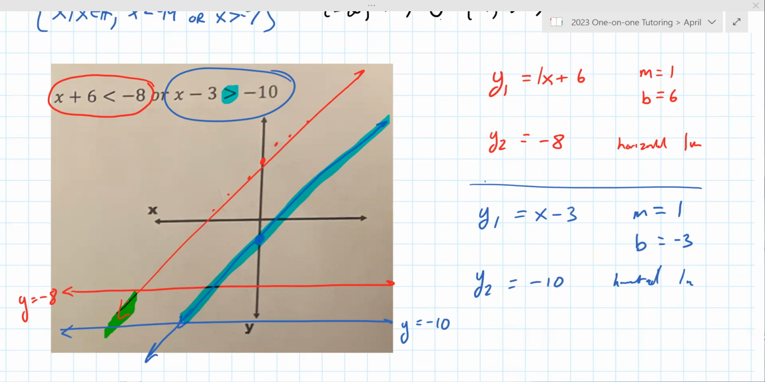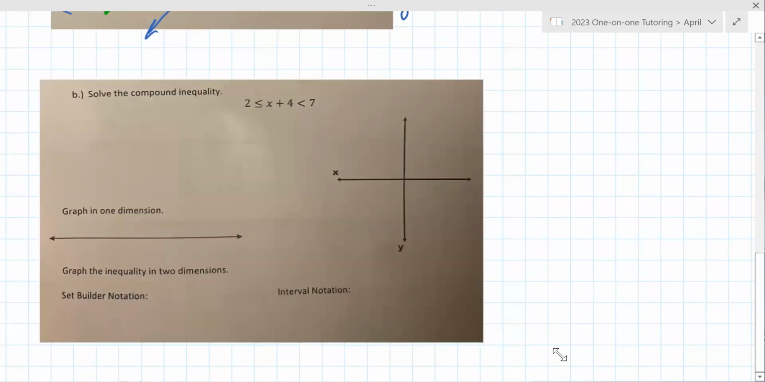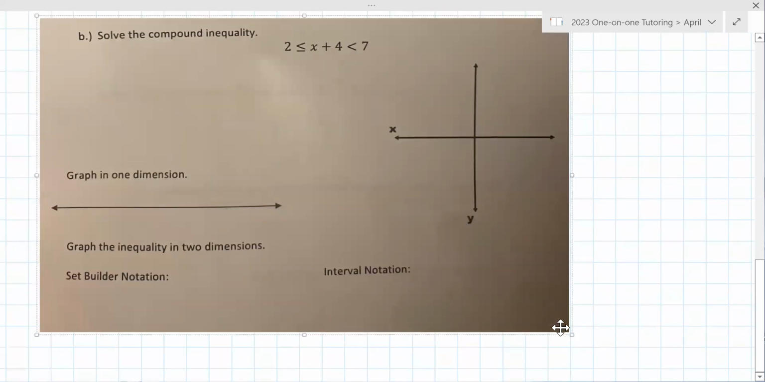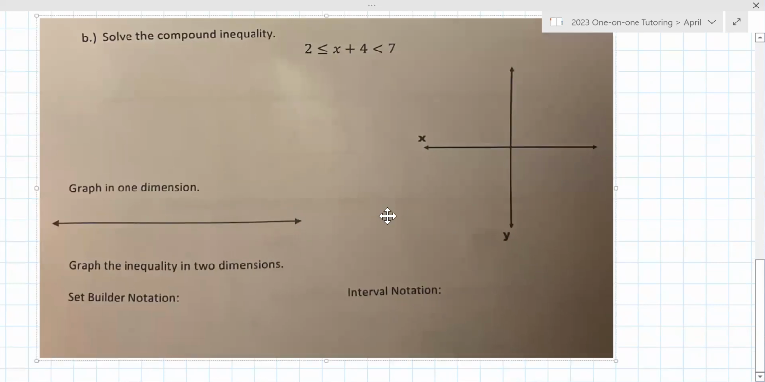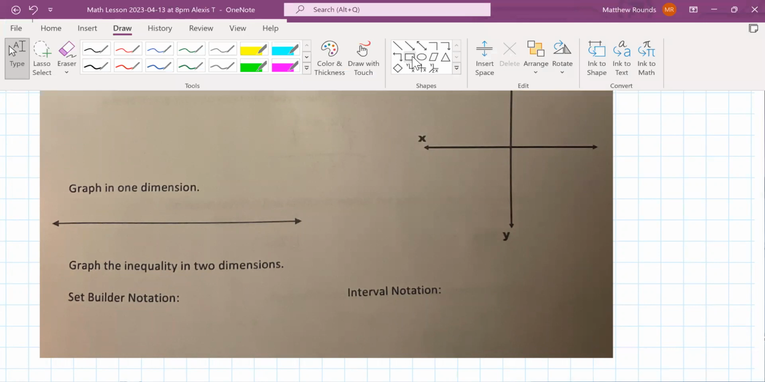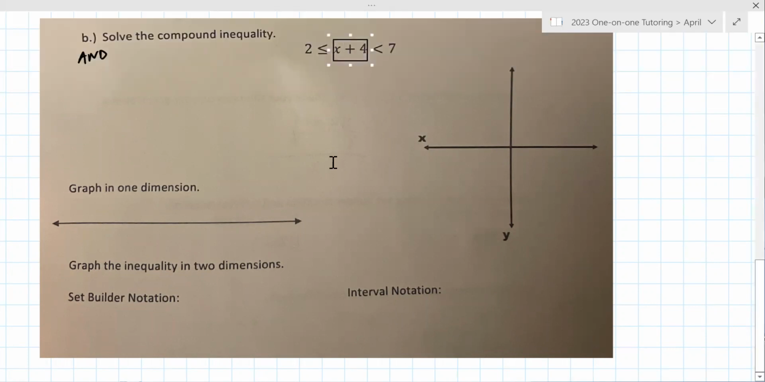Okay. All right. So B is similar in some ways. Let's go to B. We'll work on that. All right. So this one says to solve the compound inequality. In the previous one, it was an or. This is actually an and case. I don't remember how much we talked about that, but the one that's between is the and. You can see that x plus 4 is between these two inequalities. Your focus should be on wherever the x is, like that.